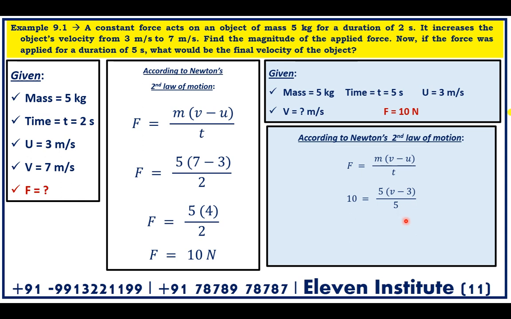Time has changed. This 5 and this 5 will cancel each other. So I get 10 is equal to v minus 3. Minus 3 will go to the other side, it will become plus 3. And finally I get velocity is 13 meters per second, or final velocity is 13 meters per second. Very easy question. Right, please pause the video and write this in your CW. We shall move to example 9.2.